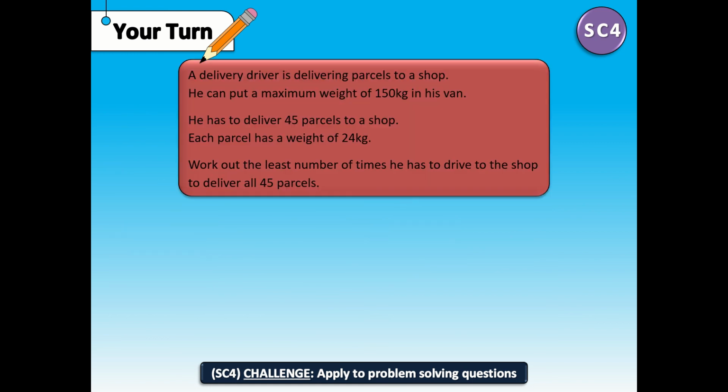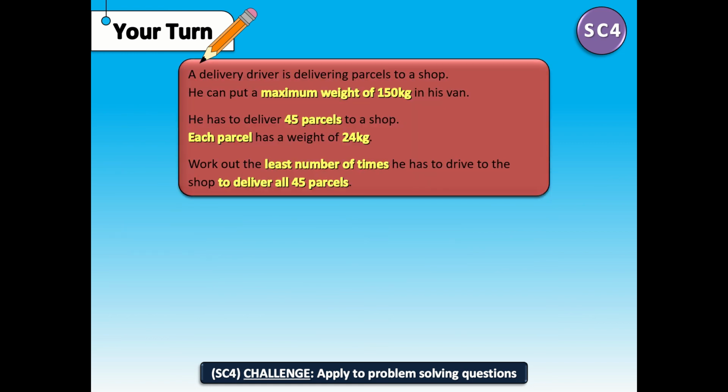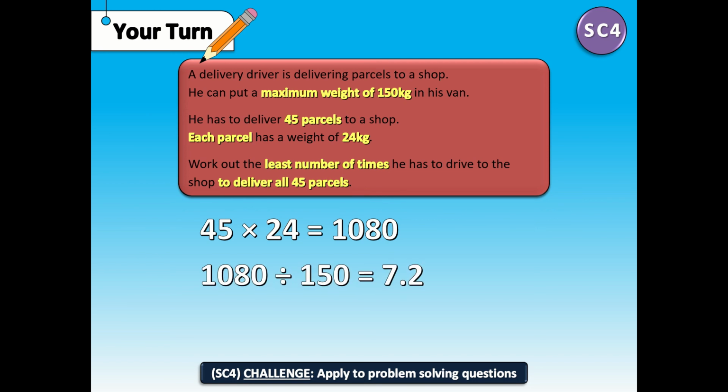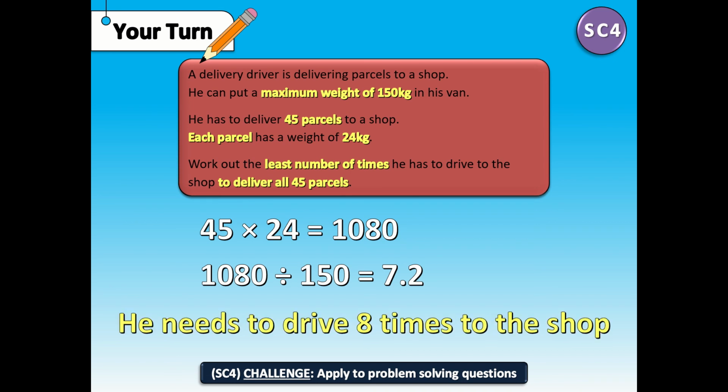For the red question, if we highlight the key information first, we can work out the total weight of the 45 parcels, so that's 1,080 kilos. The van can carry a maximum of 150 kilos, so we do 1,080 divided by 150, so he needs to make 7.2 trips, but he can't make 7.2 trips, so he's going to need to make 8 trips in total.